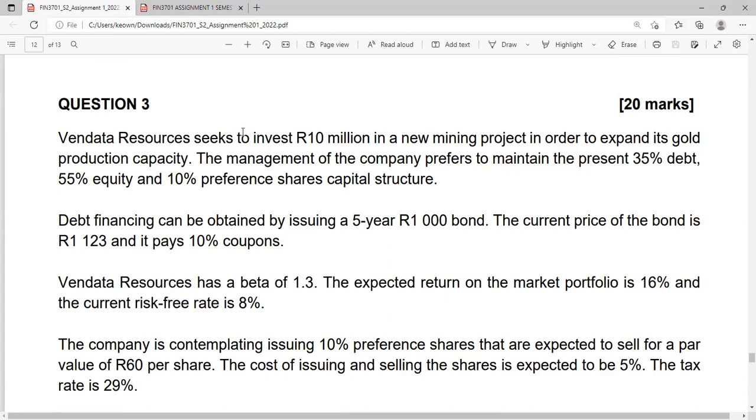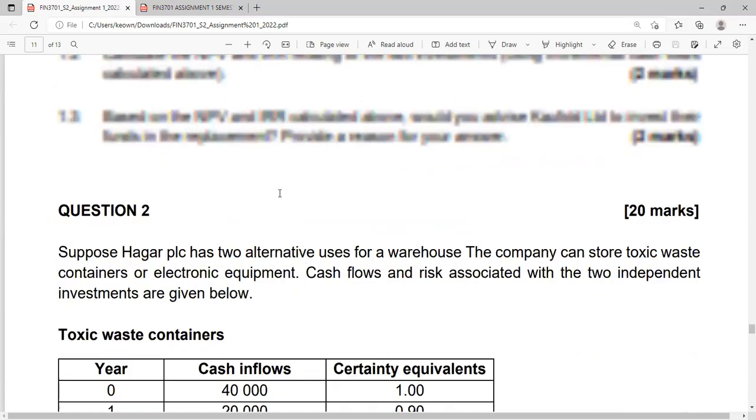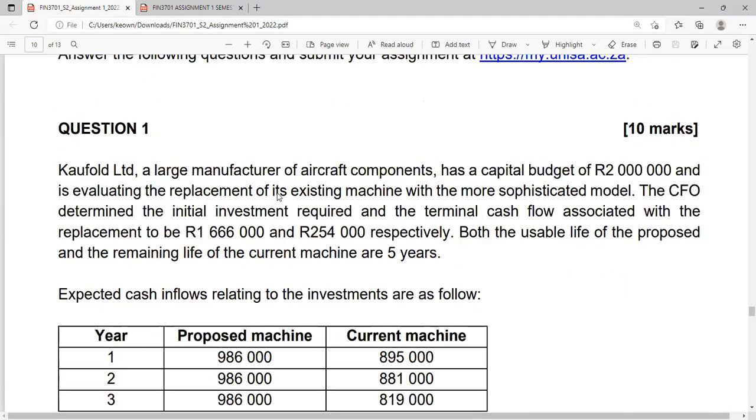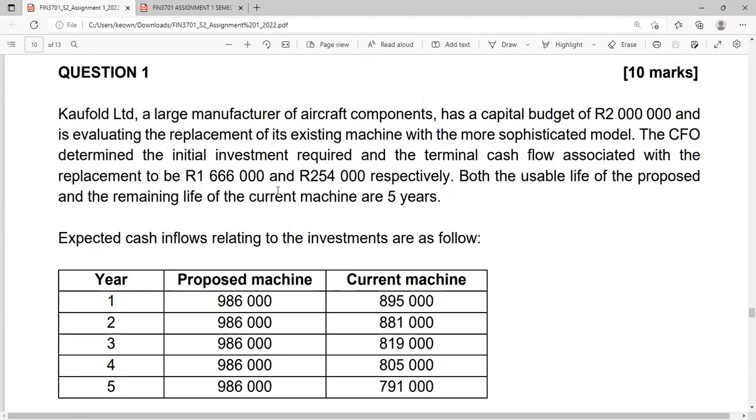So like I was saying, question number one covers items from lesson one and lesson two. Question number two covers items from lesson three. And question number three covers items from lesson four and lesson five, if you're checking your study guide. Right, so we can get started with the first question.